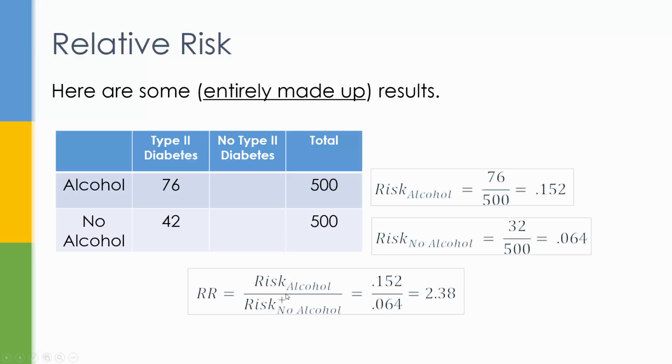So the relative risk then would be the risk if you're drinking alcohol divided by the risk if no alcohol. And so that's 2.38. So if these results were true, and they're not, they're entirely made up. In fact, it could be the other way around as far as I know. I just made these up as an example. But anyway, if this example were right, we would say that the risk of someone developing type 2 diabetes if they drink alcohol is 2.38 times as high as developing diabetes if you have no alcohol.